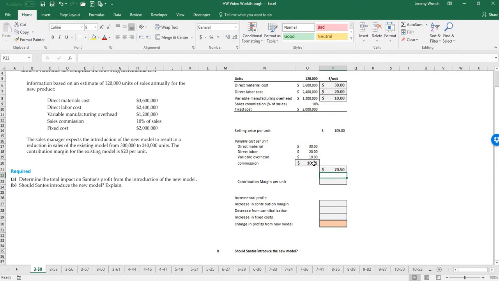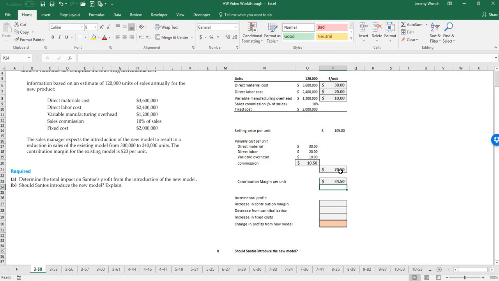And so what this is saying is that, hey, for every time we sell one compact disc player, we're going to receive $105, but we're going to pay out $70.50 in variable cost, which means we're going to have a contribution margin of $34.50.